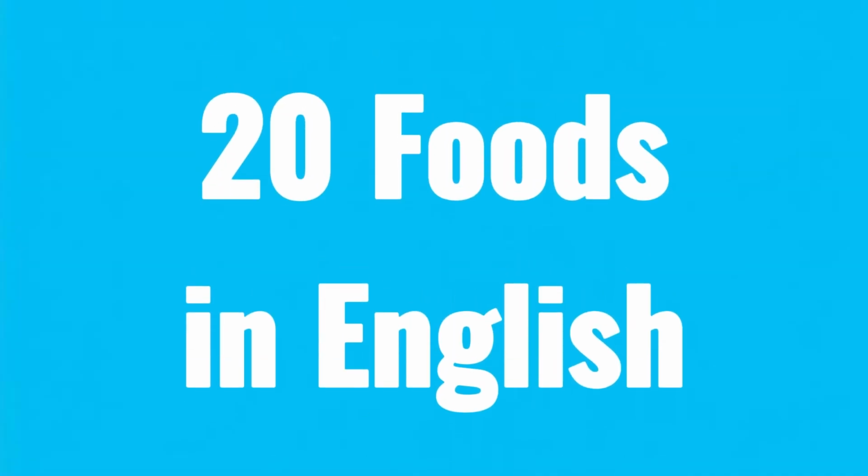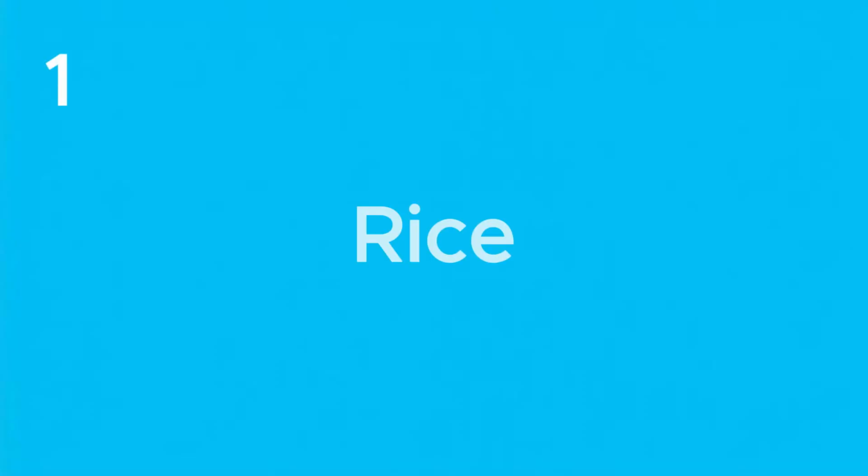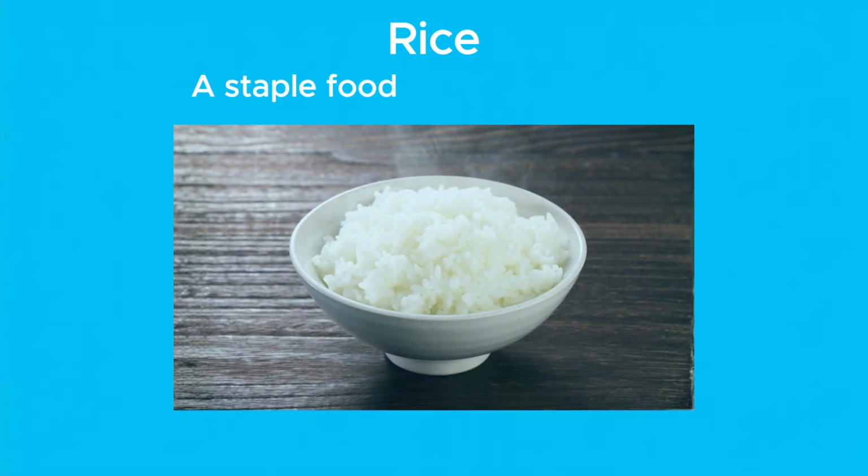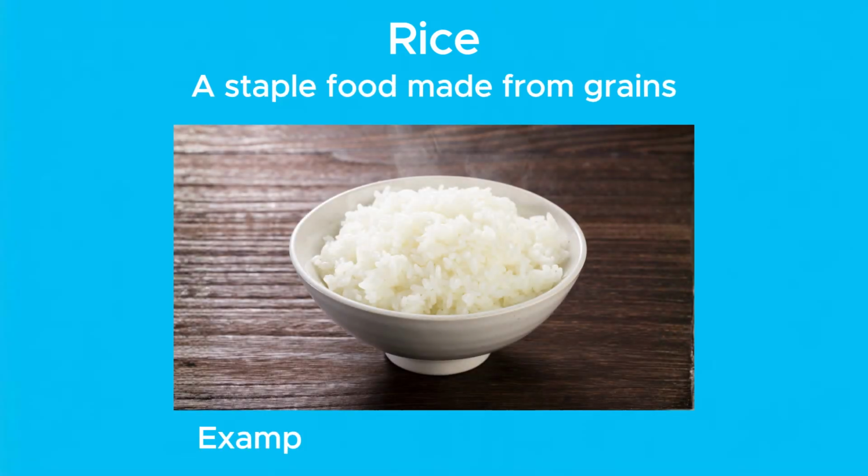20 foods in English. Rice. A staple food made from grains. Example, he eats rice for lunch.